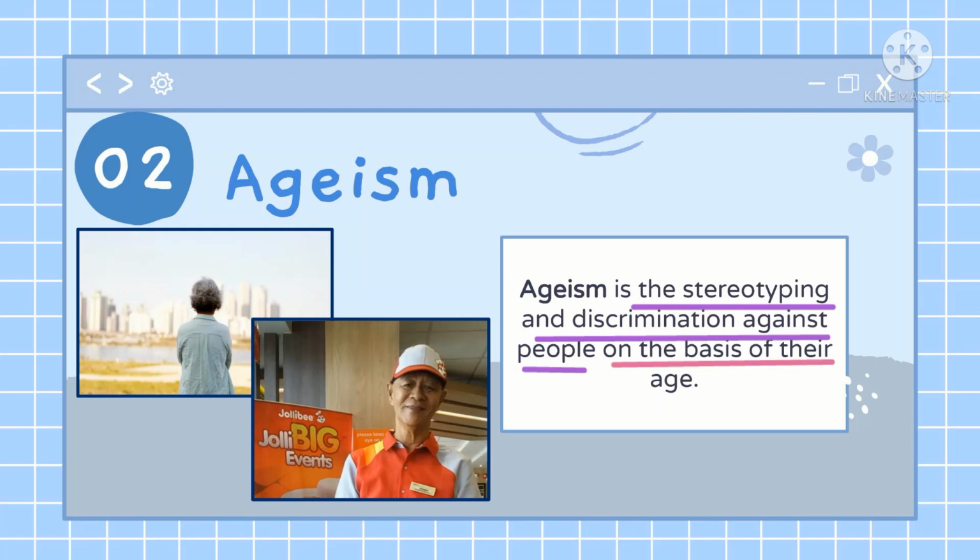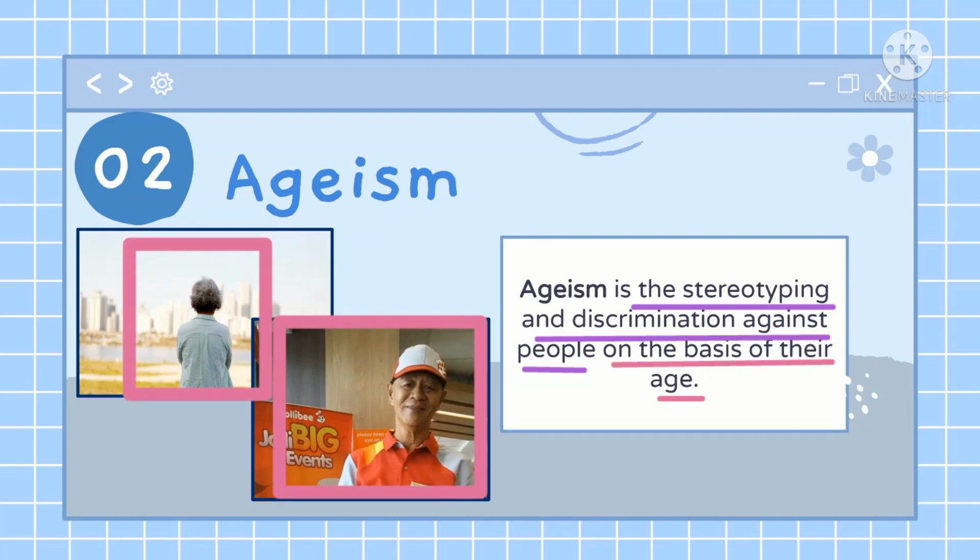Next is ageism. Ageism is the stereotyping and discrimination against people on the basis of their age. They create beliefs or expectations according to the age of a person. They have different expectations or beliefs for older people and younger people. For example, they think that older people are killjoys, or they do not want to have fun just like the younger people. And we also have this kind of belief that if you are younger, you are not matured enough, just like the older ones.